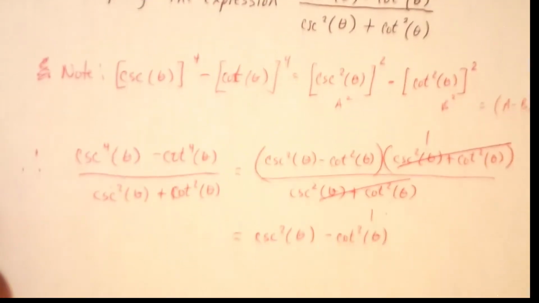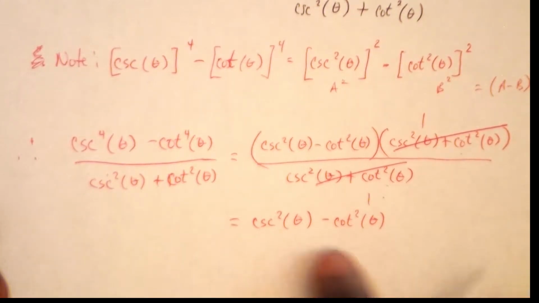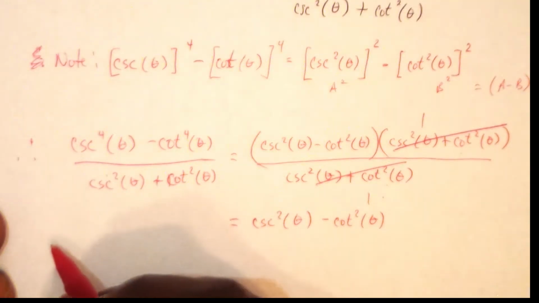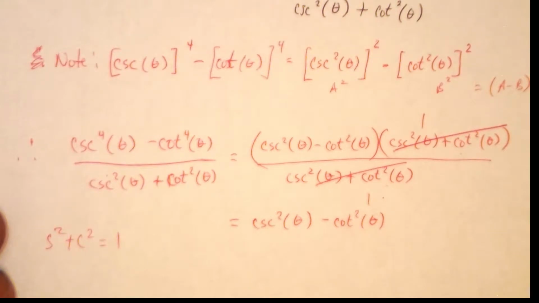Okay, so now at this point, we're looking at this and we want to check to see, is there any identity going on here? And so what we can do, again, is to come over here and start with our sine squared plus cosine squared equals 1 and see if we can come up with either cosecant or cotangent. Well, to come up with cosecant, what we can do is divide both sides of the equation by sine squared.